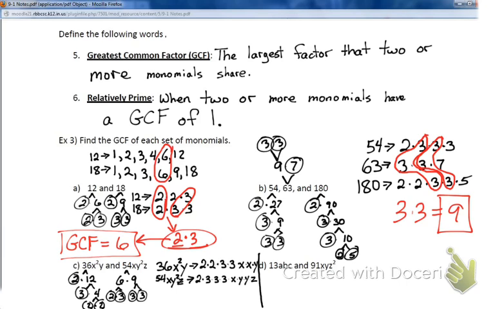And again, I'm going to go through the same process. I'm going to just circle what they have in common and write it down. They have a 2 in common. They have a 3 in common. They have another 3 in common. They have an x in common. They have a y in common. And that's it. So for this example, we have 2 times 3 times 3 times x times y, which is 18xy. So the GCF of those two monomials is 18xy.